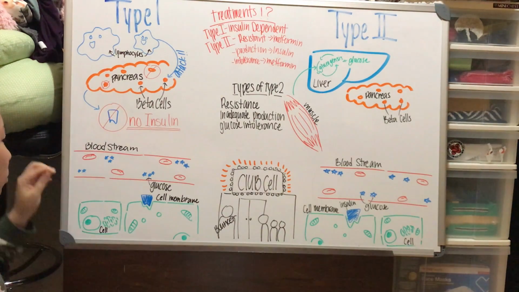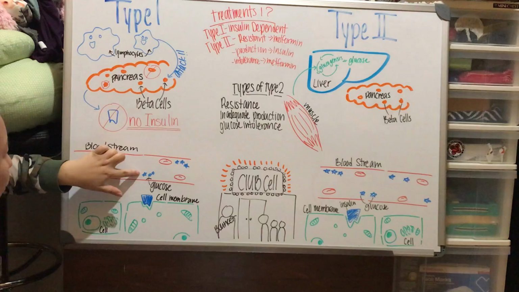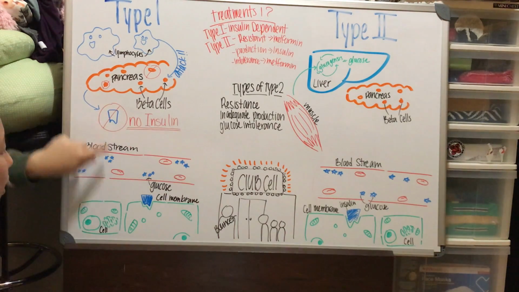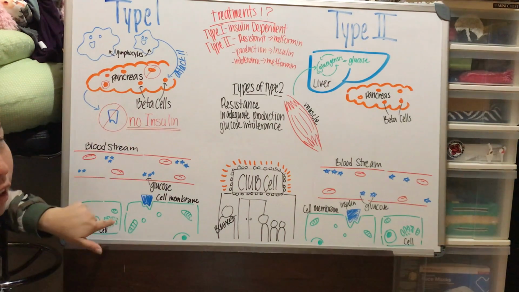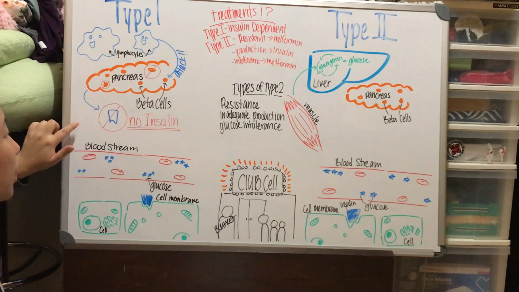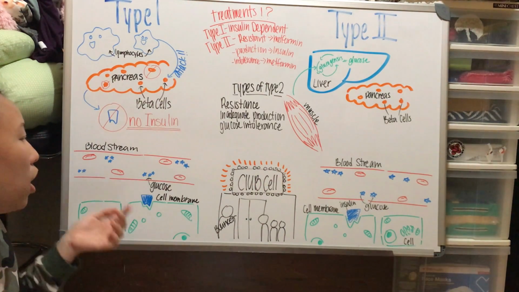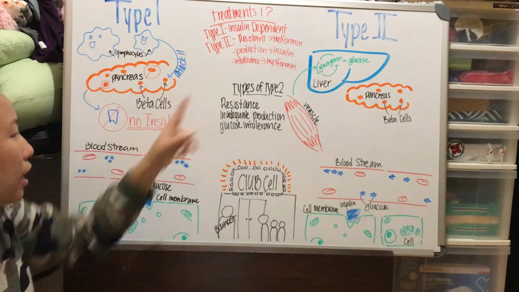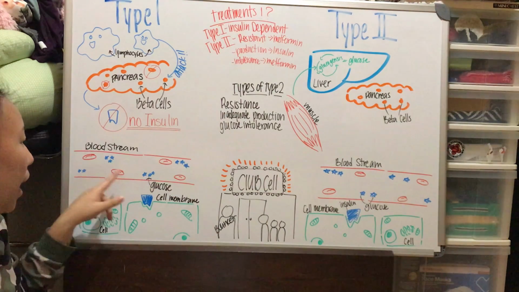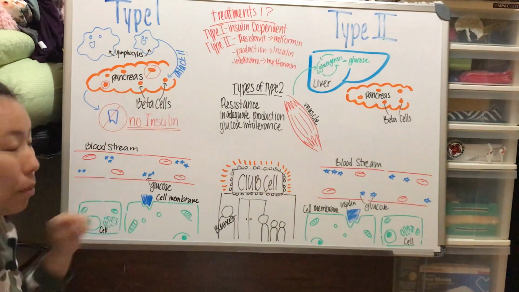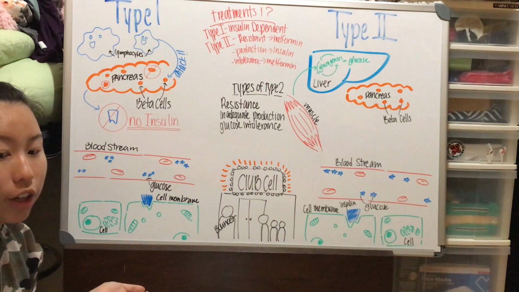Okay, so you have these little glucose stars floating around in your blood, and if you don't have insulin, it has no way of passing through the cellular membrane. So if you have type 1 diabetes, you're insulin dependent because your body can't make insulin, so you have to inject yourself with insulin, and then your body has insulin to open up the cellular membrane for the glucose to pass.